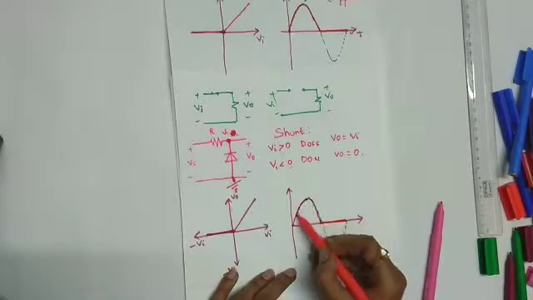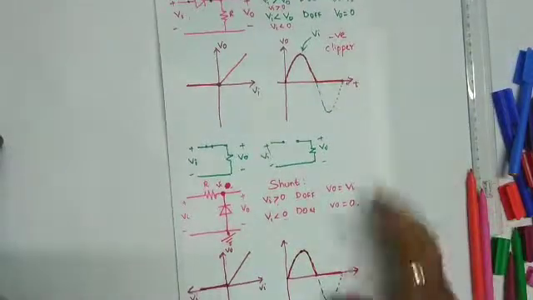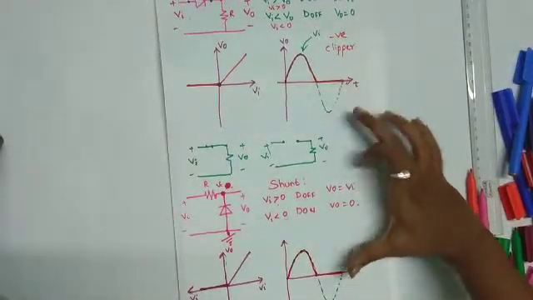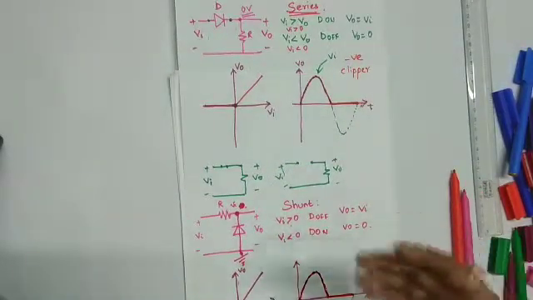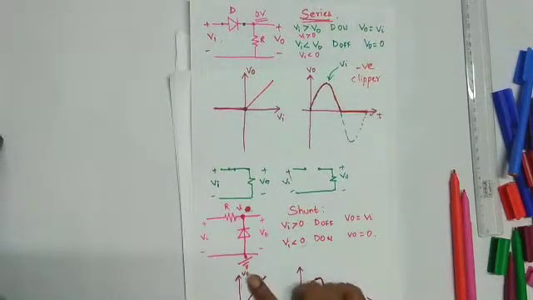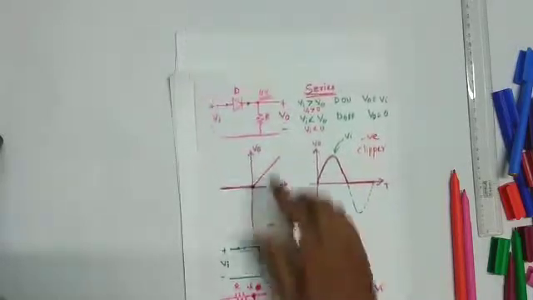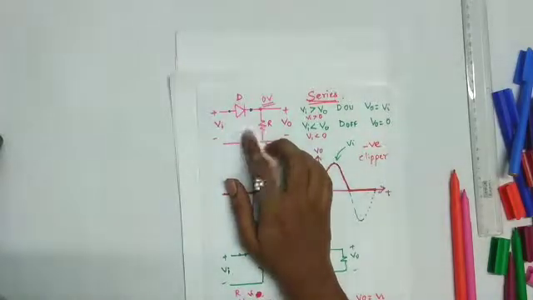So this is it. Now observe that in the previous case and this case, the waveform is the same in both, but the difference is the manner in which you have connected the diodes in the circuit. That is, here you have connected it in a shunt manner, and there you have connected it in the series manner.